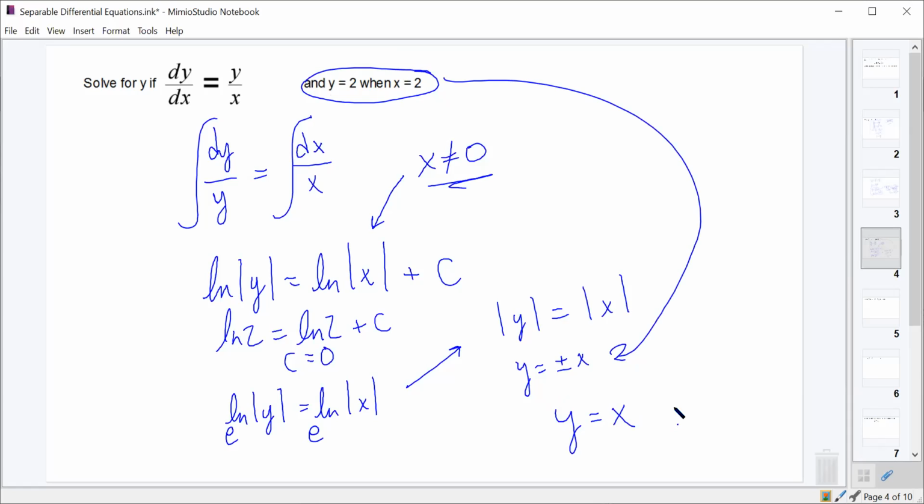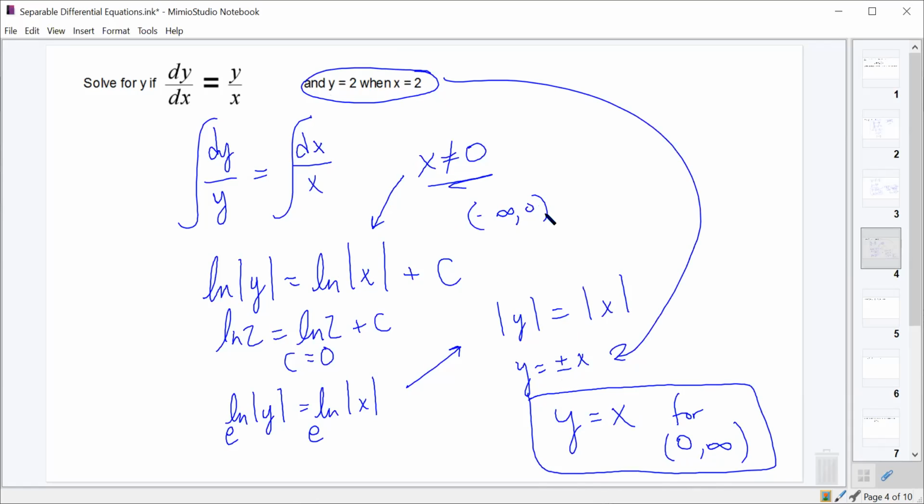And we will state that this is only for 0 to infinity, even though the domain of this is all real numbers. We had the restriction that x couldn't be 0 from the beginning. And so that would have made the domain negative infinity to 0, 0 to infinity, and we pick the one that includes x equals 2.